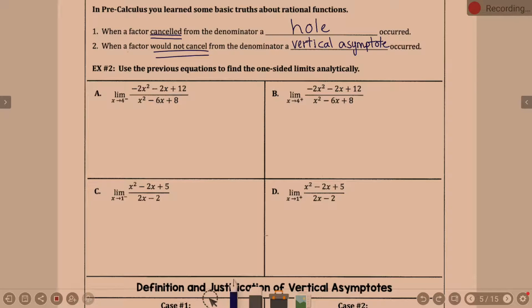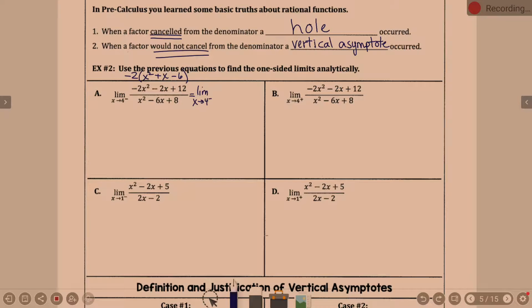Okay. So we're going to factor out a negative 2, which then leaves us with positive x squared plus x minus 6. I don't know about you guys, but that looks a lot nicer, doesn't it? Now, limit as x approaches 4 from the left.